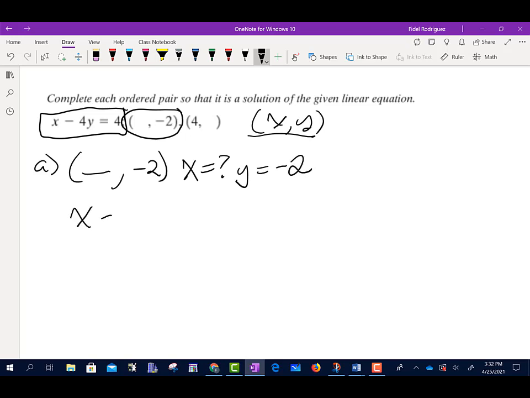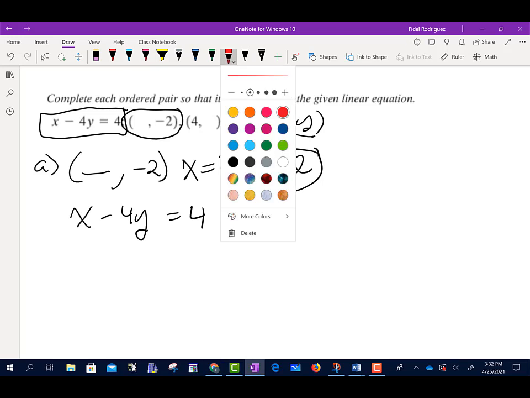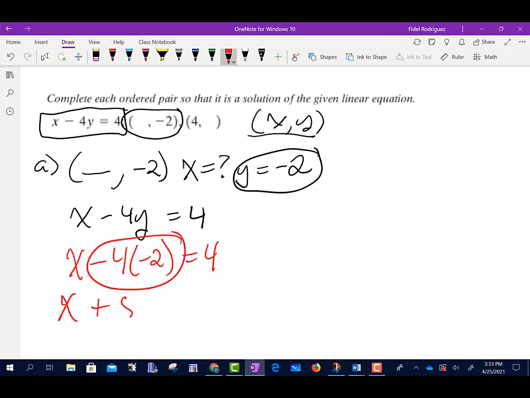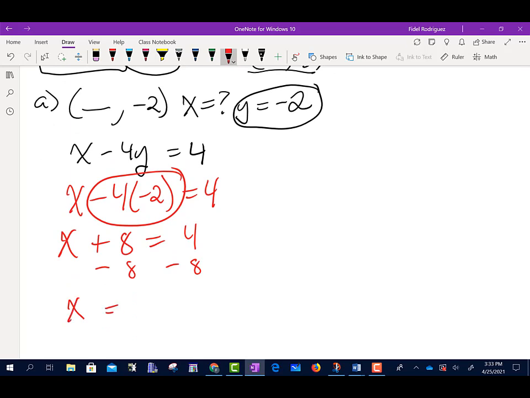So what we're going to do is we're going to come to this equation here, and everywhere we have the letter y, we're going to plug in the number -2, okay? So we're going to write x minus 4 times -2 is equal to 4, and now we're just going to solve for x. So let's see. A negative and a negative is a positive, so that's a plus 8 equals 4. We're going to minus 8 on both sides. And 4 minus 8 is a -4, right? So all that means is right here, y'all, I'm just going to put the number -4.